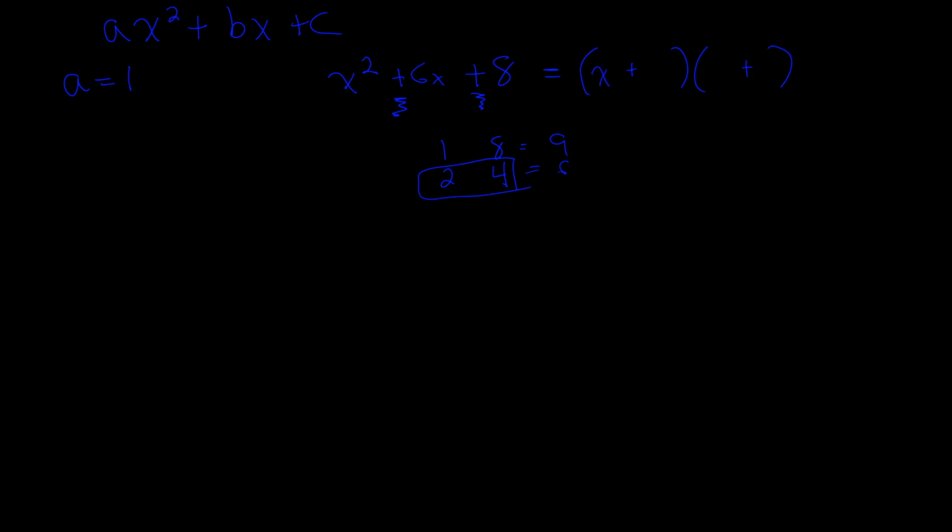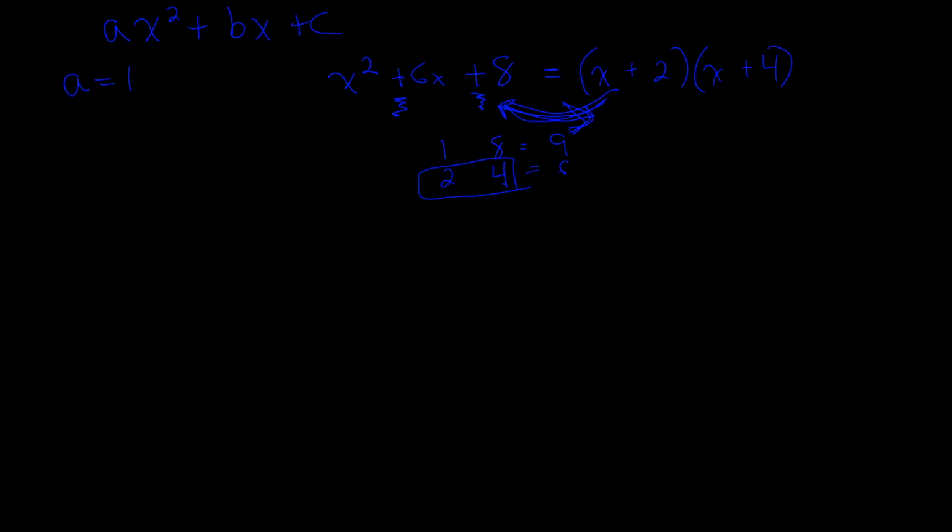So I have x in the front and 2 and 4. Now if I FOIL this, again, I get x squared plus 6x plus 8. This will return back to this. So these are reversible processes. I can go backwards or forwards depending on what I'm doing.